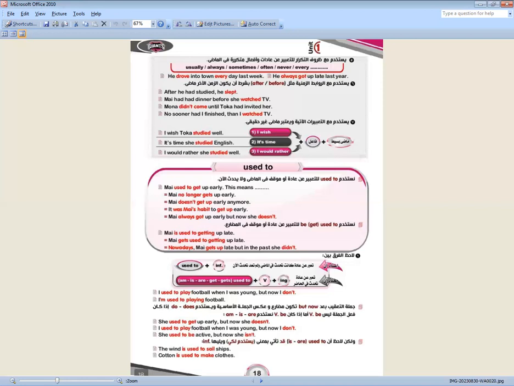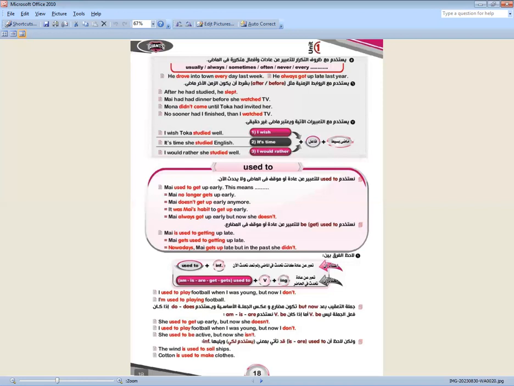Also you can use after and before, but you must put the past perfect with them. Like, after he had studied, he slept. May had had dinner before she watched TV. Mona didn't come until Toa had invited her. No sooner had I finished than I watched TV.